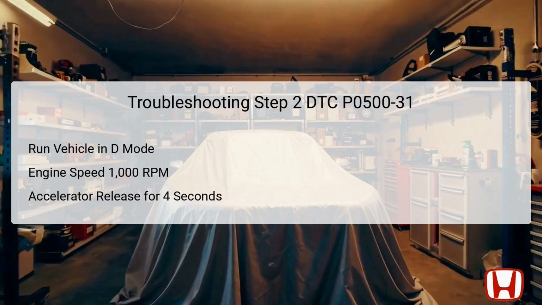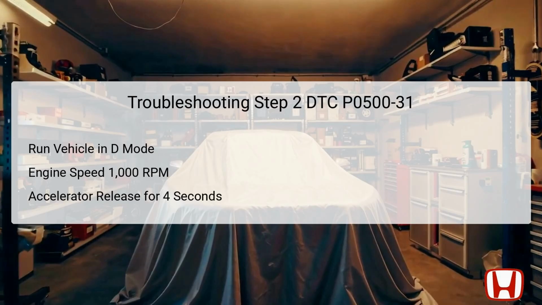In this step, with the vehicle securely raised, you will run the vehicle while it is in Drive D mode. It is crucial that the engine speed is maintained at 1000 RPM or higher during this test. This setting helps to ensure that the transmission is under the same conditions it typically operates in. After reaching the appropriate engine speed, release the accelerator pedal and allow the wheels to come to a slow stop over a period of at least 4 seconds.